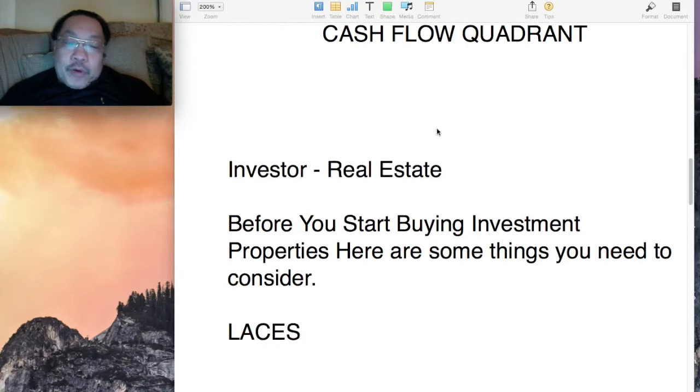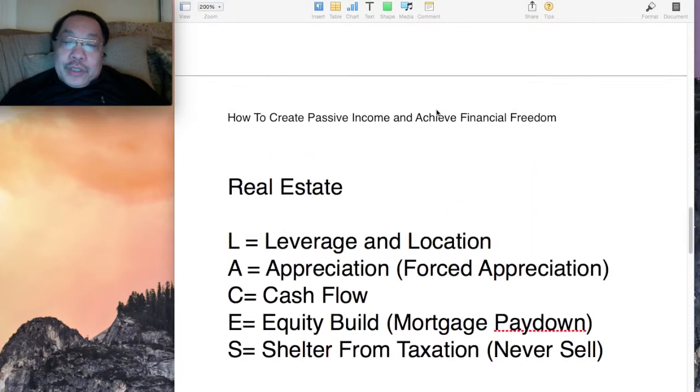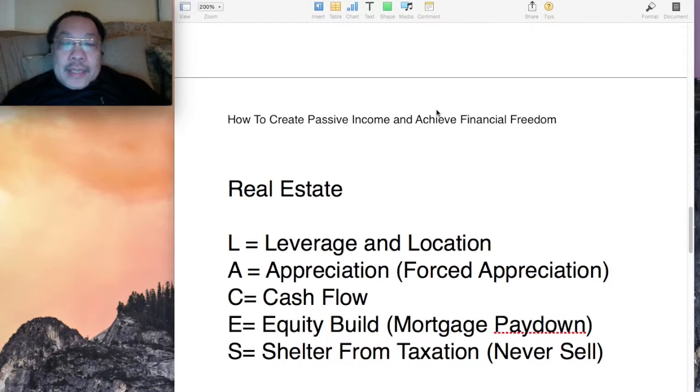And what does it stand for? Well, here we go. L stands for leverage and location. A stands for appreciation. C stands for cash flow. E stands for equity build. And S stands for sheltering from taxation. I'm going to go back into the laces in more detail, but let me talk about the other side of the coin.